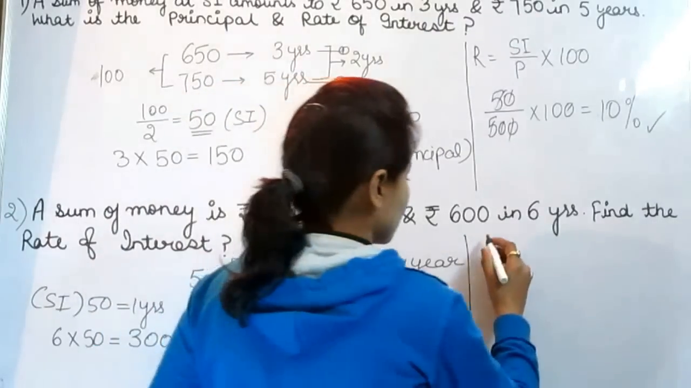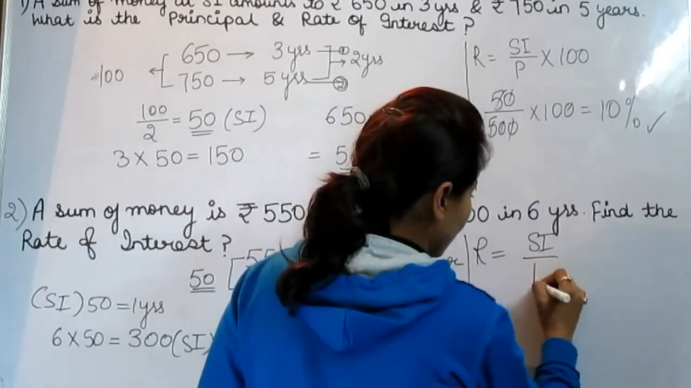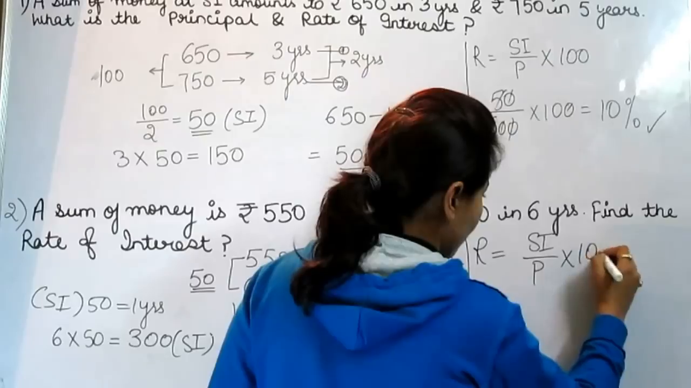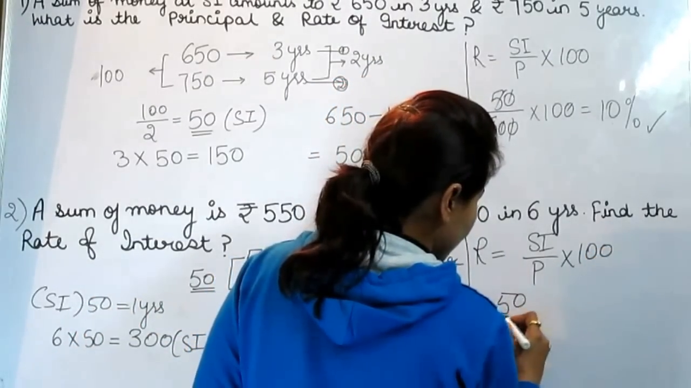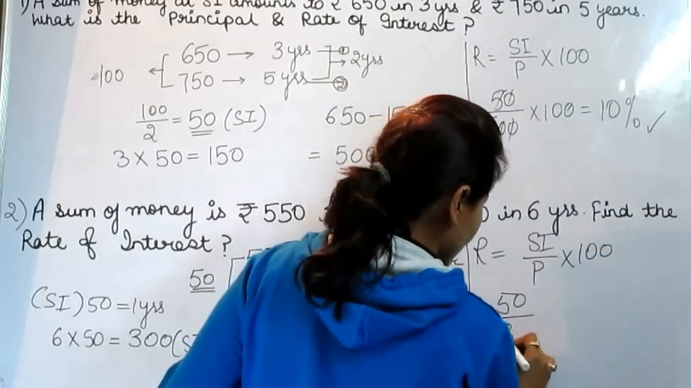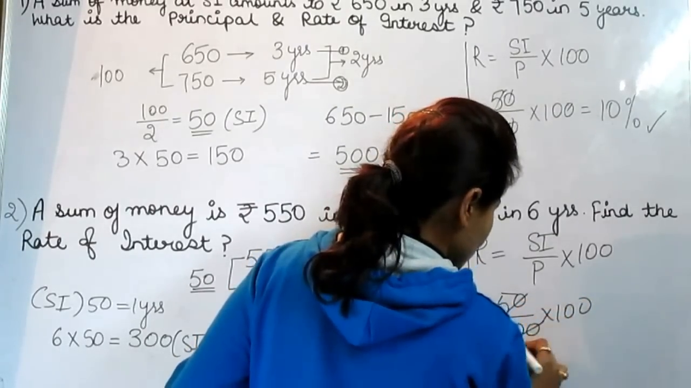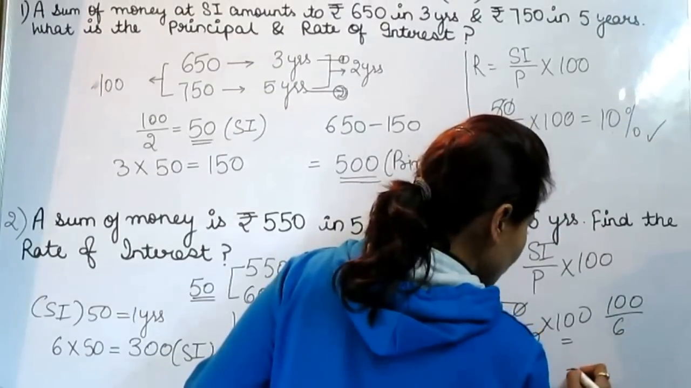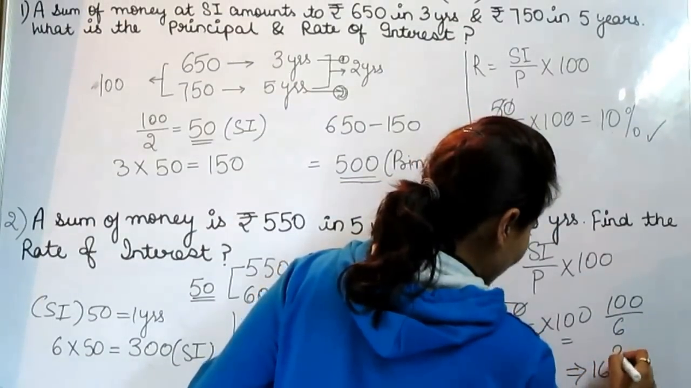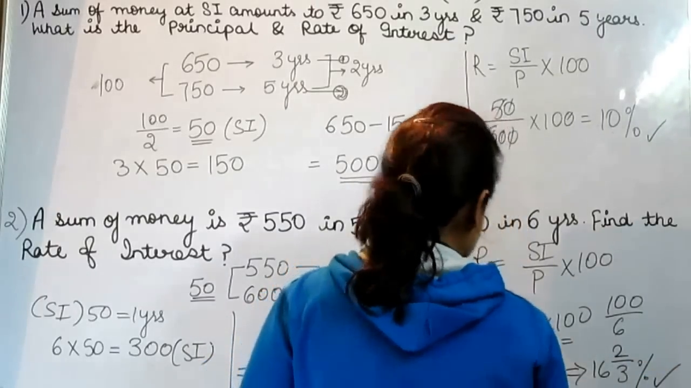But we have to get the rate of interest, and without principal, we cannot get the rate of interest. The formula of rate of interest is simple interest divided by principal multiplied by 100. Simple interest for 1 year, that is 50, and principal is 300 into 100. When we solve, we get 100 by 6, and the value of 100 by 6 is 16 2/3%. This is the answer.